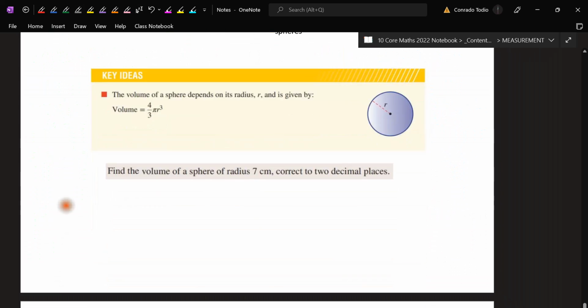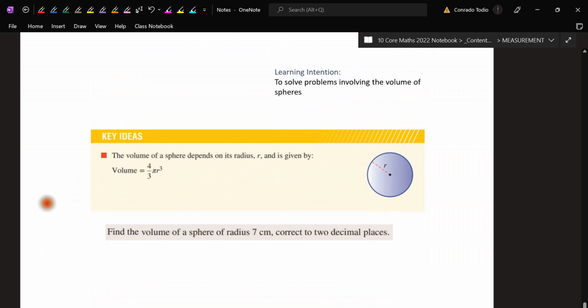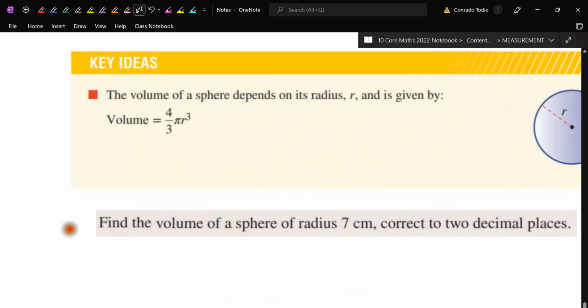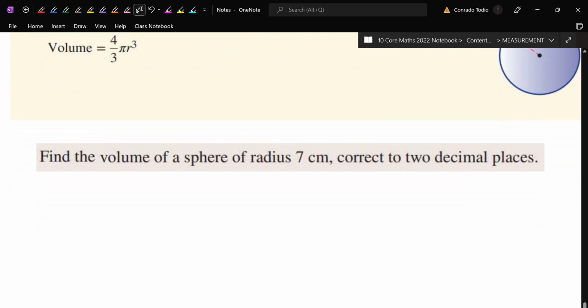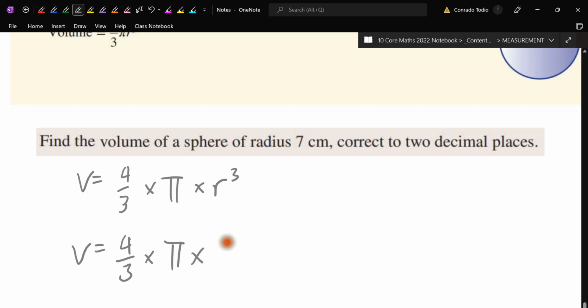A couple more things. Let's quickly work out some of these, and then we'll start working. All right. So for the volume of a sphere, you might come across this. Just use this formula right there: 4/3 times pi times r to the power of 3. So for this example here, the volume is 4/3 times pi times radius cubed. So this is going to be 4/3 times pi times my radius is 7. So 7 to the power of 3.